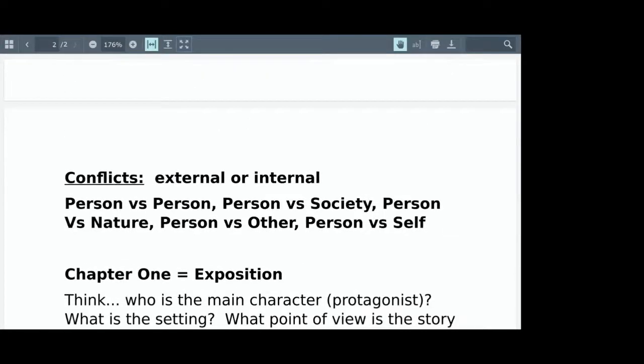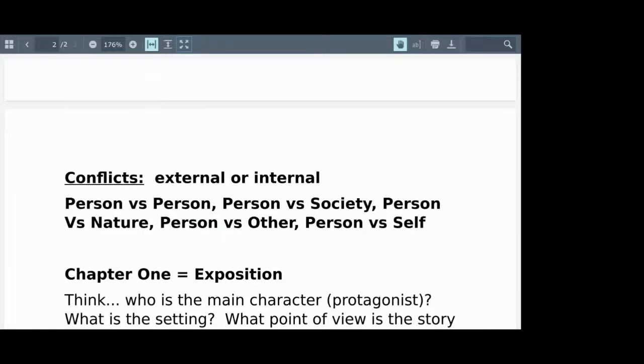Conflicts. We've got external conflicts and we've got internal conflicts. These are your person versus person, person versus society, person versus nature, person versus other, something else, or person versus self. That's internal, right? You'll have a major conflict in a narrative that gets introduced, and we'll find out in the first chapter or two what the major conflict is. We'll find out what Holden's major conflict is in chapter 1. And then you'll have these other, minor conflicts that pop up throughout the rest of the story.